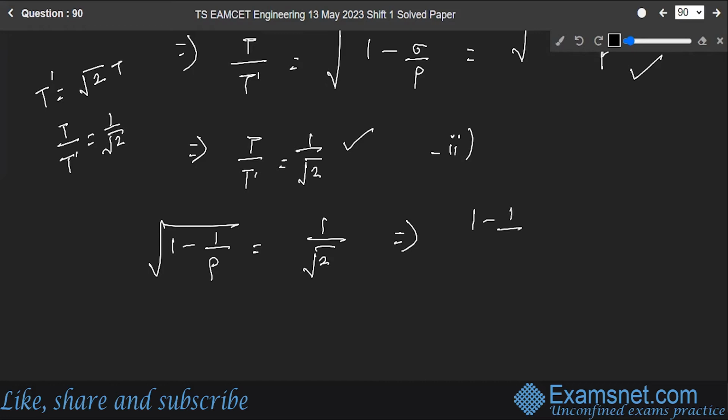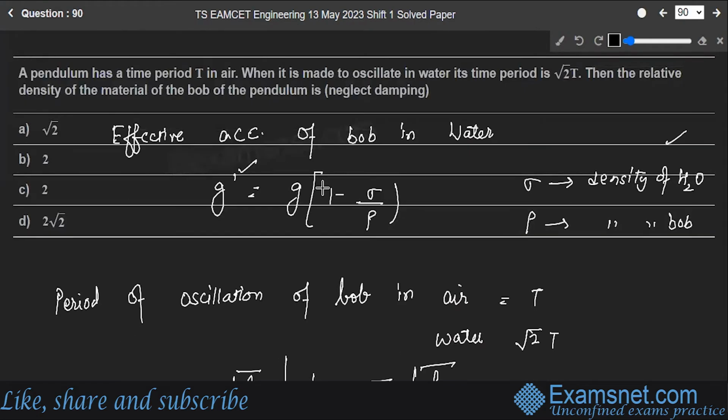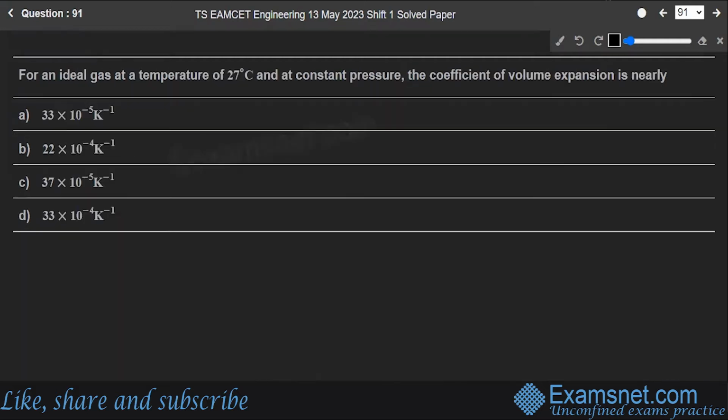Let's do squaring on both sides. So 1 minus 1 upon rho is equal to 1 upon 2, or you have 1 by 2 is equal to 1 upon rho. That gives you rho is equal to 2. That's what we needed. We needed to know the density of the material of the bob. This is actually not the density of the bob, this is the density of the material of the bob, one and the same thing, nothing else. So you have option B as the correct answer. Hope you understood that. Let's move to the next question now.